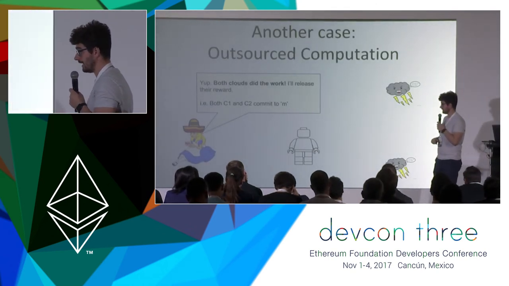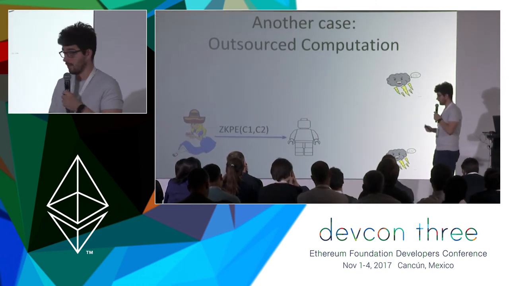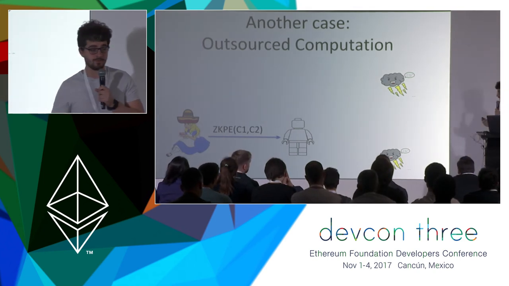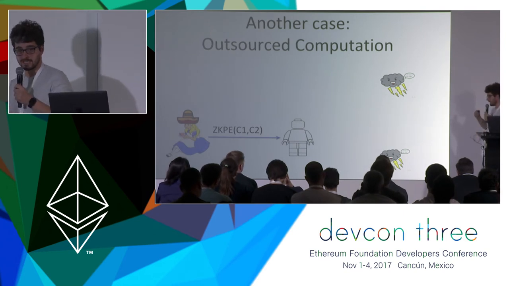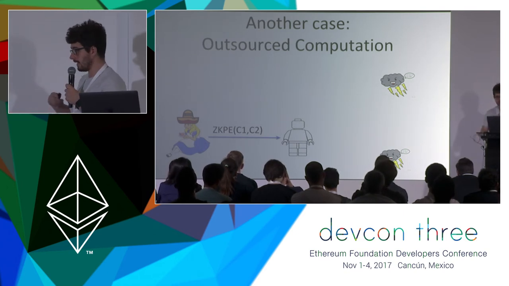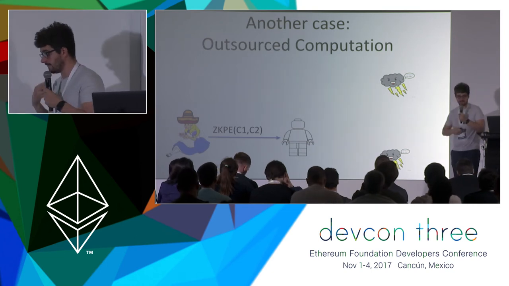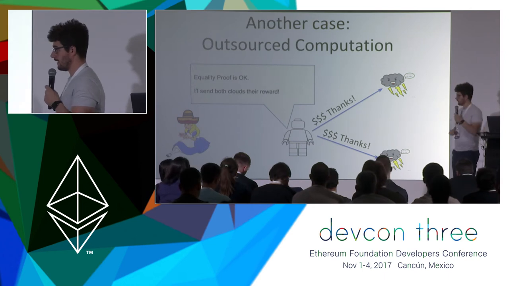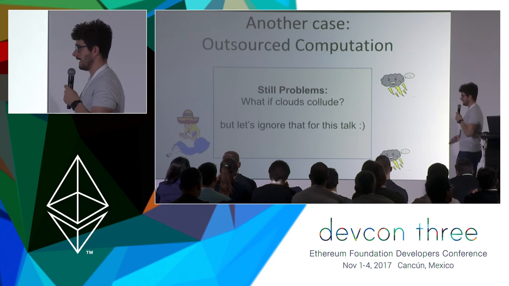So essentially what Alice can do is say, okay, yes, both of the clouds did the work. She sends the robot, or smart contract, this equality proof, and then the contract will get the two commitments it received from the cloud. It'll use them as input to the proof, and then the contract will be convinced that both of the clouds did the same work. And then it'll reward the cloud for the hard work. So that's really cool that we can actually do this.